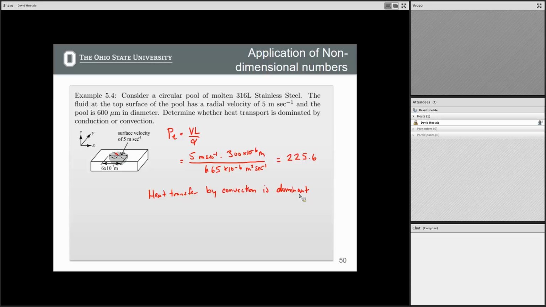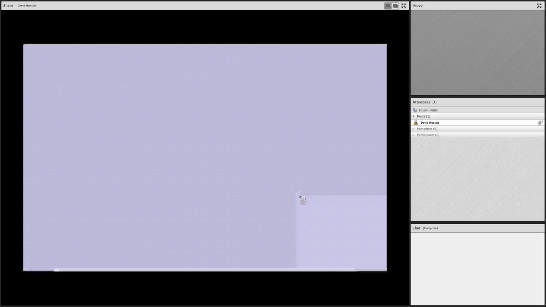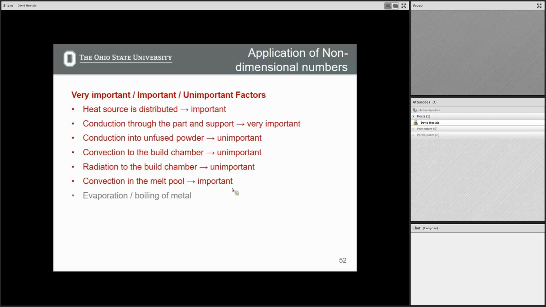So going back to our chart here, convection in the melt pool is important. I'm omitting calling this very important because the melt pool is actually a pretty small space. If you look at heat transfer through the entire part, once you get outside the melt pool, there's obviously no convection, right? Because it's a solid metal. But this is important. A lot of people choose to model this. Okay, but this is going to be an important factor.